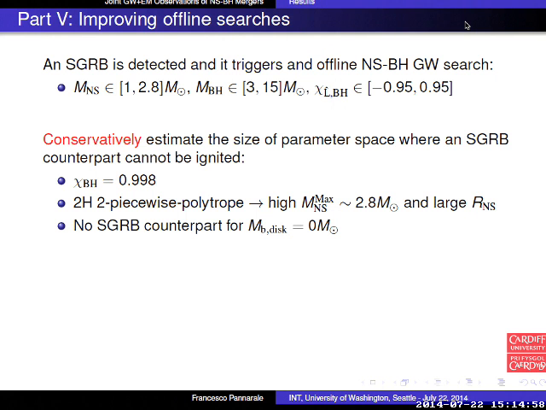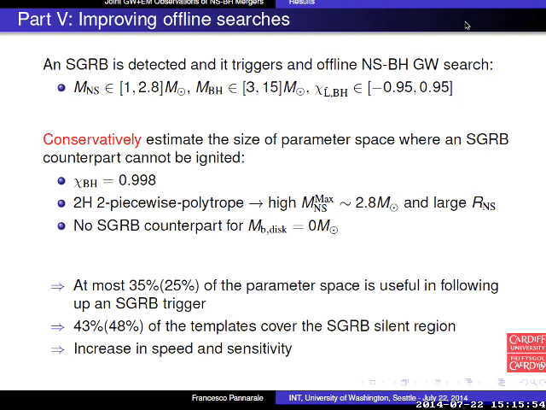So conservatively, we can calculate the size, the portion of parameter space where an SGRB cannot be ignited. And we do this by maximizing the black hole spin, its magnitude. We pick one of these piecewise polytropic equations of state that give you very large neutron star radii, which enhances your chance of producing a disk mass and therefore having an SGRB counterpart. And also, this piecewise polytrope has a maximum mass that is very high, so it covers this full range. And then we make, again, the conservative calculation in the sense that we say that no SGRB is produced only if the disk mass is exactly zero.